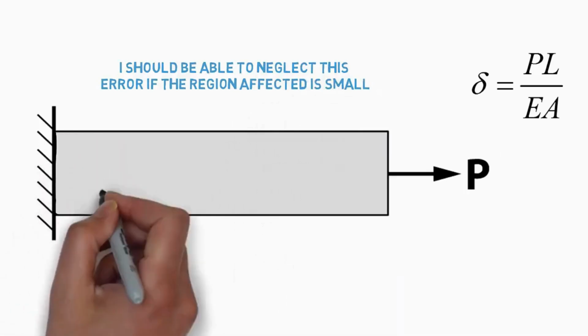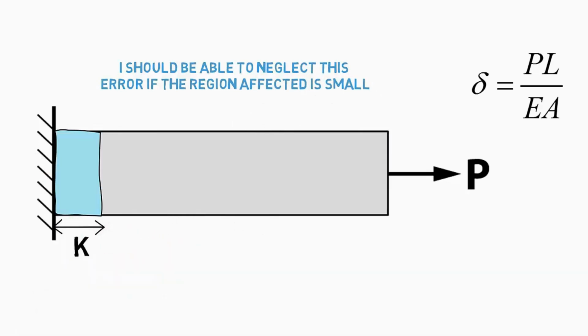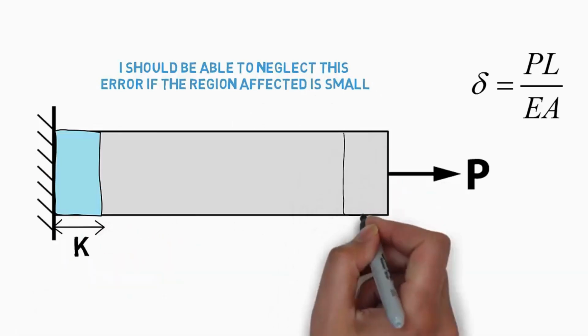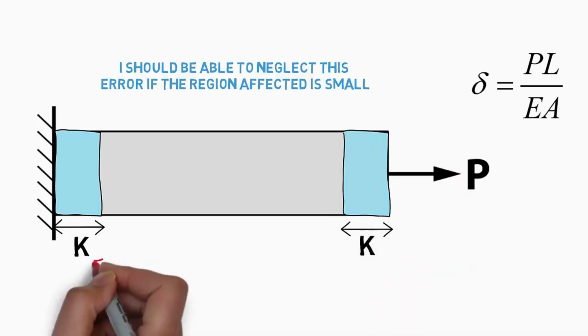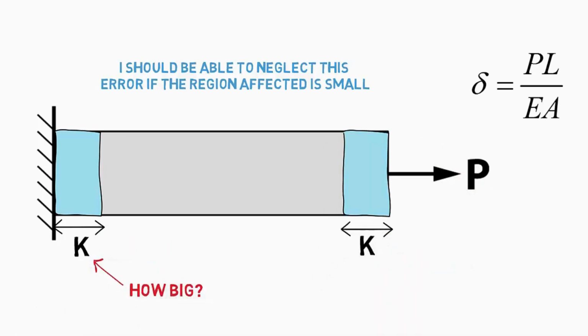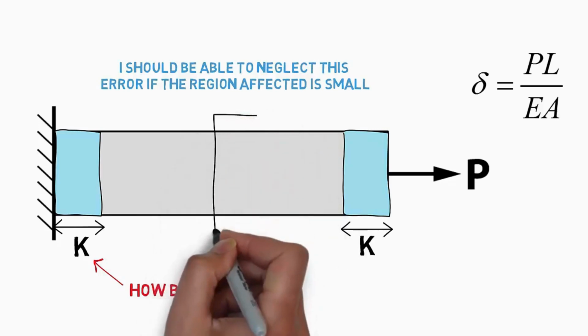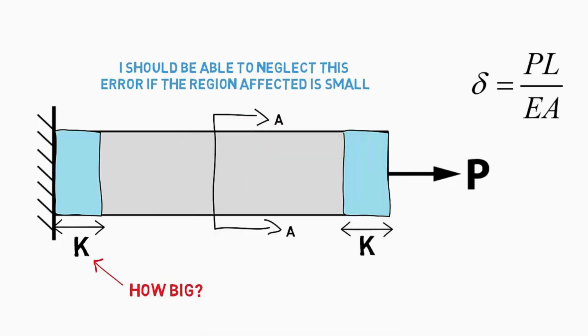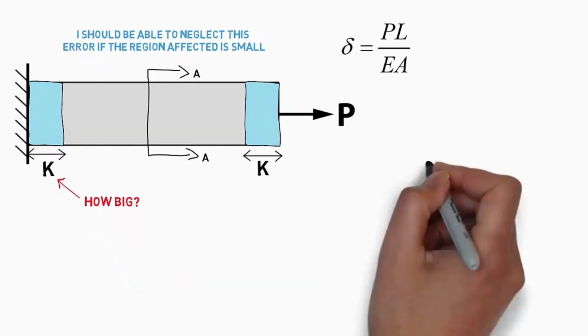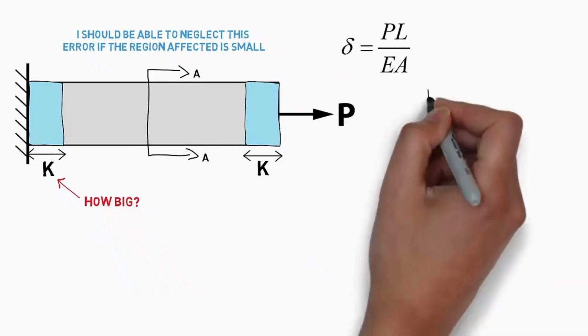In the problem shown here, we can highlight a length of the beam influenced by each of the two boundary conditions and denote the length of these regions as k. The question becomes, how big is k? It turns out that the answer to that question is not entirely straightforward and can depend a lot on the type of constraint provided by the particular boundary condition. However, a general rule of thumb is that the length k is equal to the largest cross-sectional dimension.